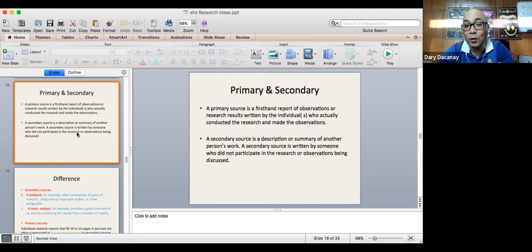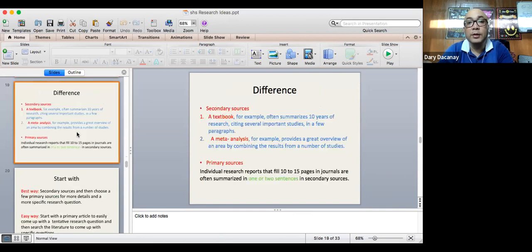Now, there are secondary sources. Now, this is described as the summary of another person's work. It is written by someone who did not participate in the research or observations being discussed. So ito yung parang, let's say, an opinion of a person regarding another topic or research. So primary source and secondary source. Now, the differences between the two: a secondary source can be a textbook, no? Definition of terms, summarizes 10 years of research, citing several important studies, a few paragraphs. There can be a meta-analysis, for example, that provides a great overview of an area by combining the results from a number of studies. And then we also have the primary sources.